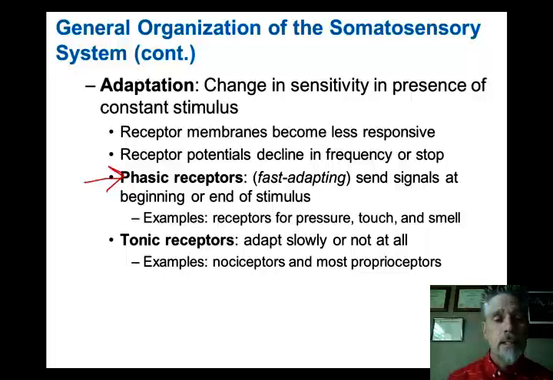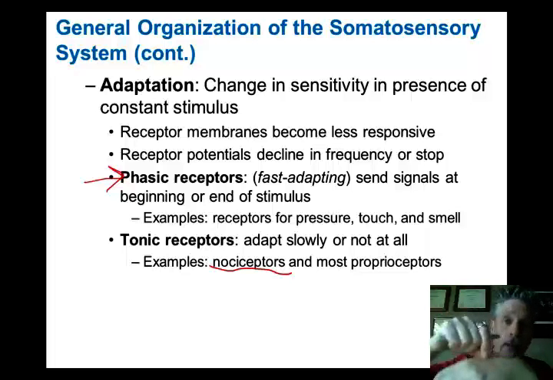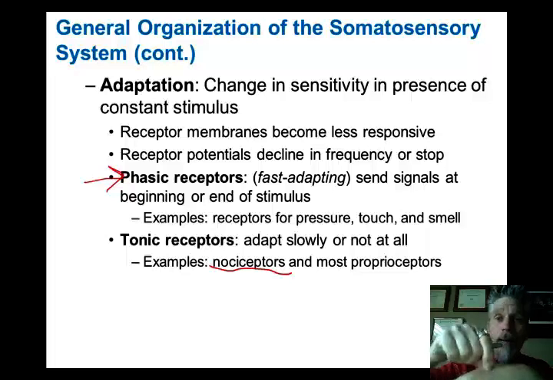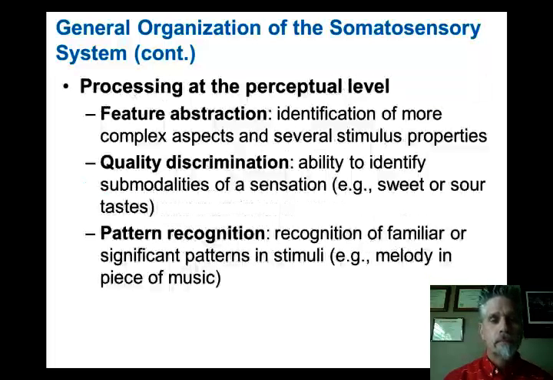So for instance, it makes sense that our nociceptors are going to be tonic receptors, right? Because as long as there's something hurting me, I want the central nervous system to know about it. I don't want to be just like, oh yeah, I forgot about that nail going through my foot, right? So phasic and tonic receptors have to do with physiological adaptation.